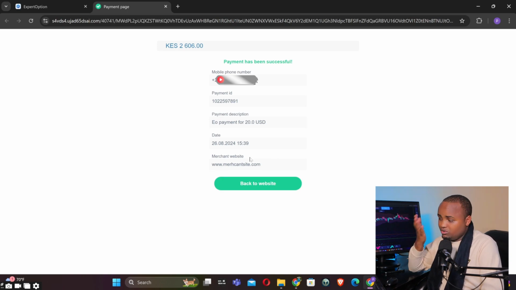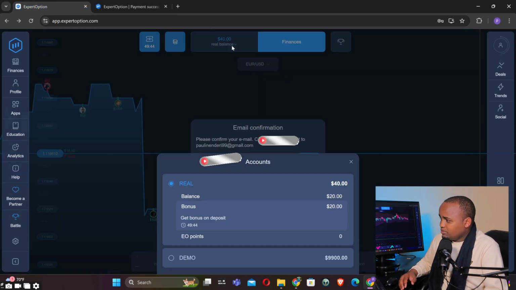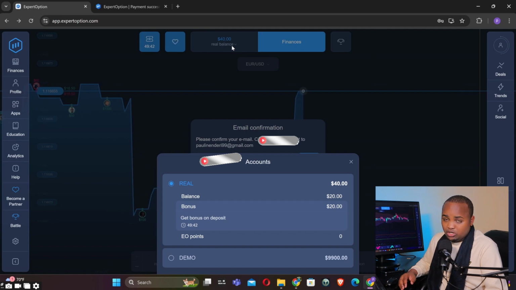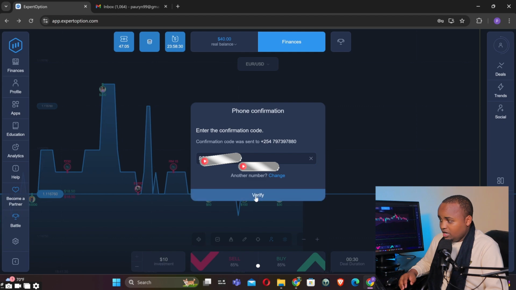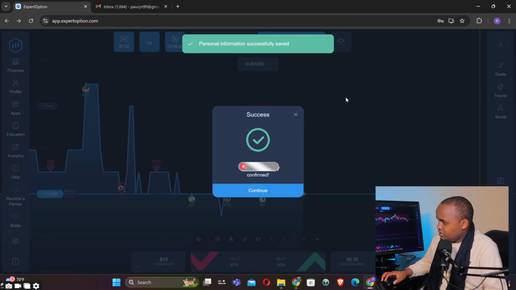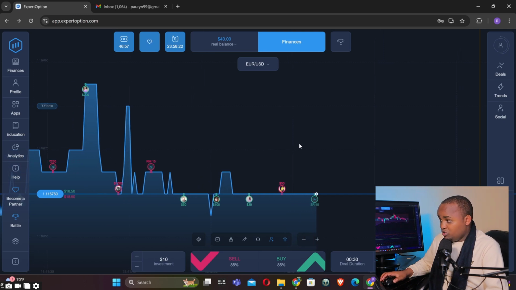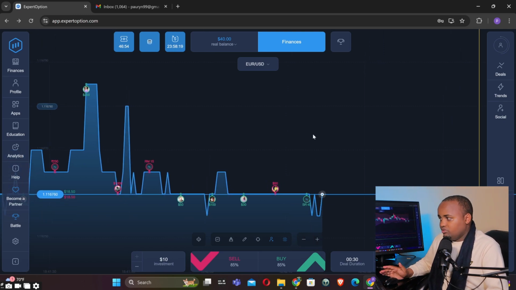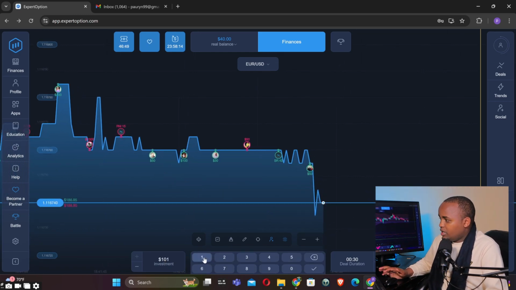The conversion here was 130 Kenya shillings, which is very okay right now. And you can see now, I got how much? I got 40 because I got a bonus of 20. So imagine you register for the first time and you get a bonus like that. I have to verify that email like that. It's very easy. I've folded some of the videos here to make sure that you don't stay long on that. You can verify here by confirmation of your number and all that.